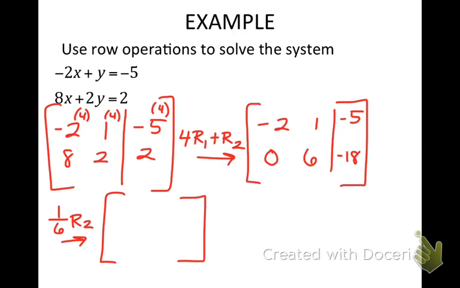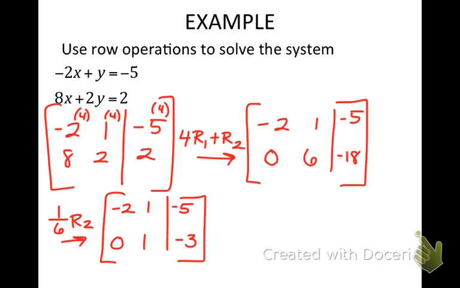So row 1 still hasn't changed. Negative 2, 1, bar, 5. Row 2 now is going to be 0, 1, negative 3. We're almost in row echelon form. The last thing I need to do is get this to turn into a 1.